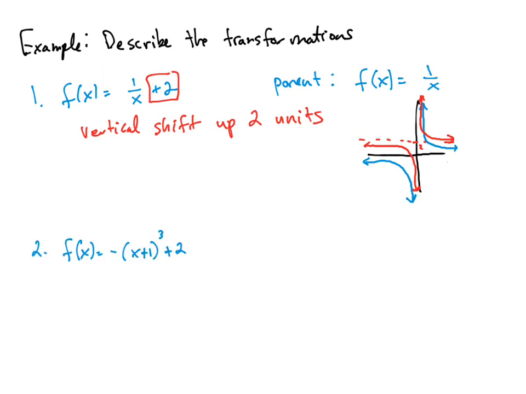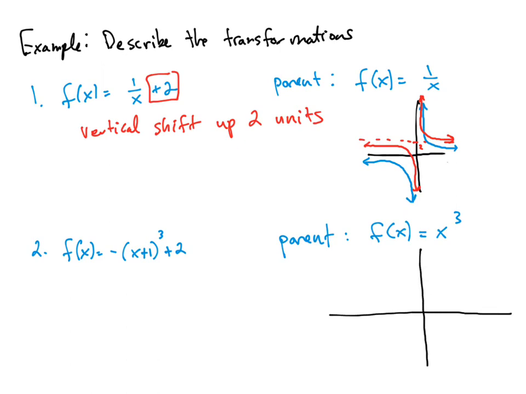Next up, we have f of x equals negative of x plus 1 cubed plus 2. So the parent function here is going to be f of x is equal to x cubed. That graph is going to look like this. All right, so what are the transformations that are happening? Well, we have this 1, this negative symbol, and the 2. So how you want to think about this, or go about this, I should say, is start on the inside of the function and work your way out.